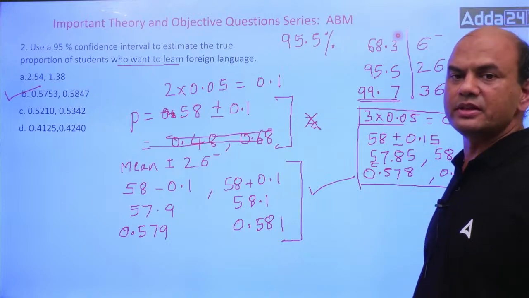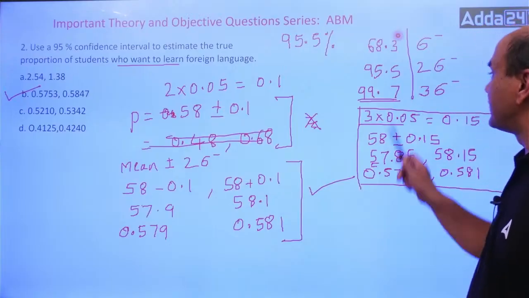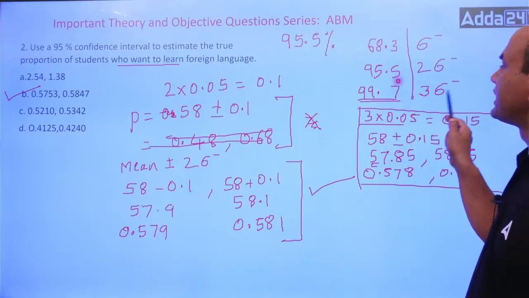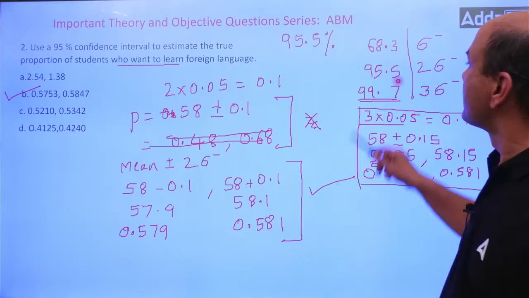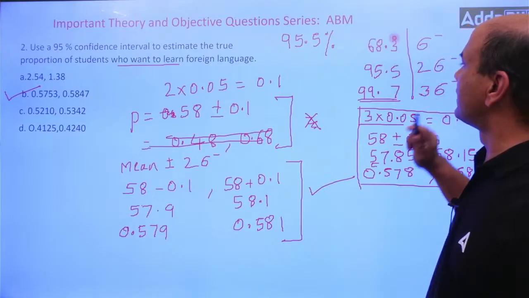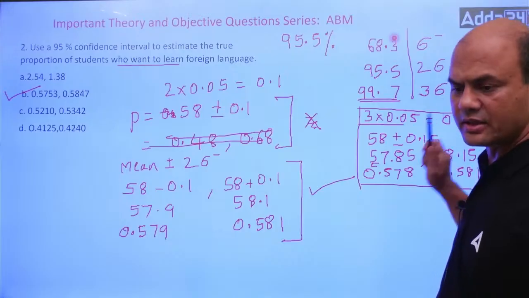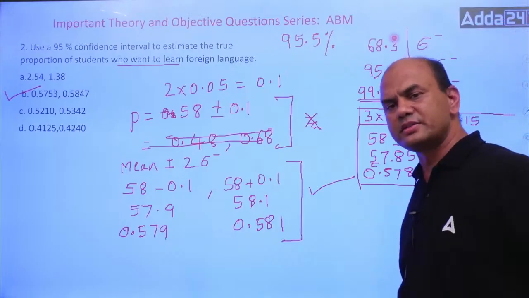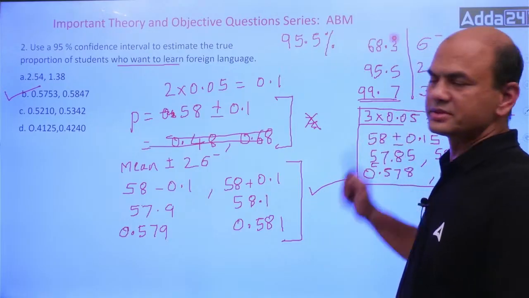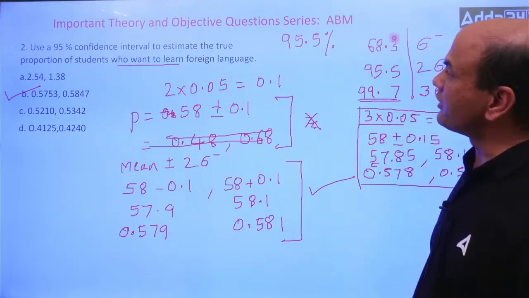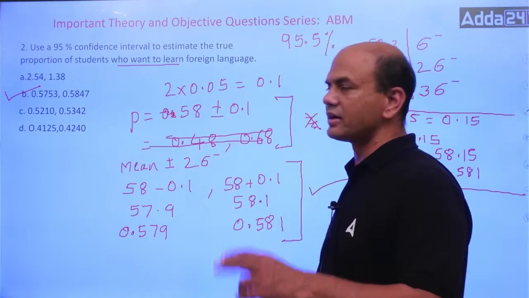95.5% confidence level, you have 2 standard error. 99.7% confidence, 3 standard error. Getting this? 68.3, 1 standard error. 95.5, 2 standard error. 99.7, 3 standard error. By heart this. This will be very helpful to you in your exams. So here they have asked 95, means roughly 95.5, you can take it. So it is 2 standard error.